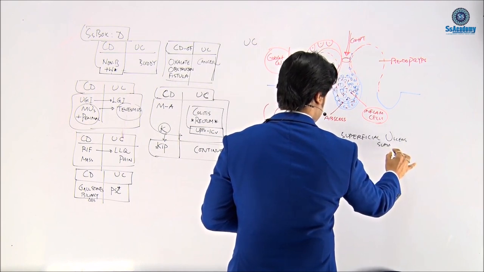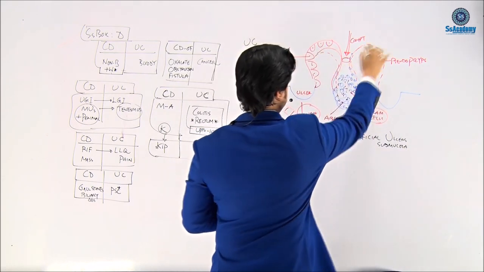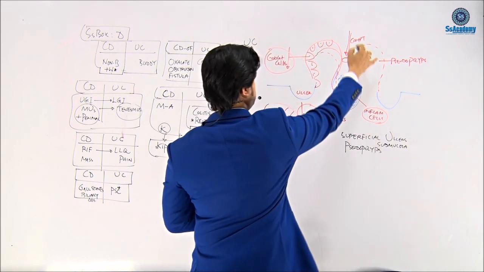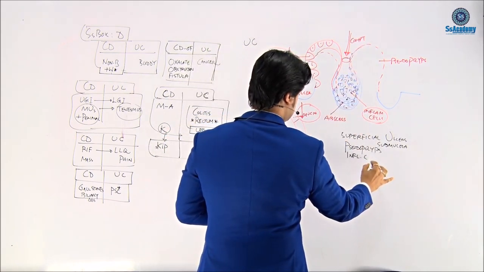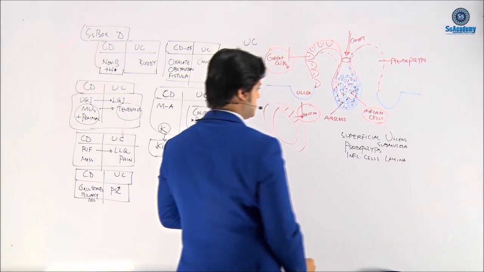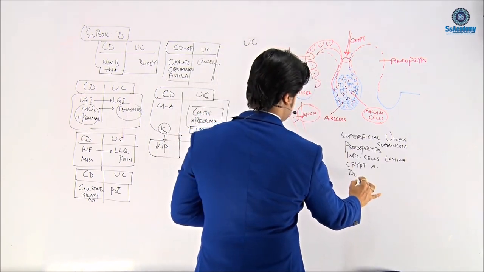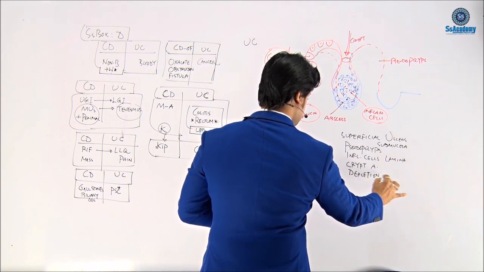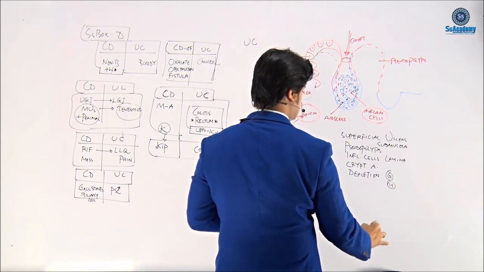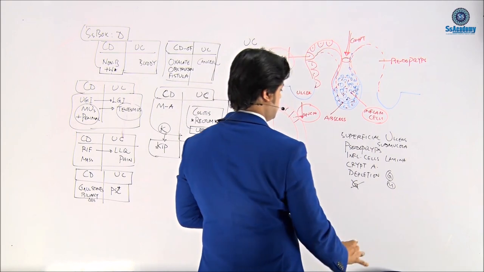Up to the submucosa. And then you see just healthy mucosa leading to the pseudopolyps. The inflammatory cells infiltrate the lamina propria, leading to the crypt abscess and depletion. You see the depletion of goblet cells as well as the mucin from the gland epithelium. Depletion of goblet cells and mucin. And of course, the granuloma does not happen here.